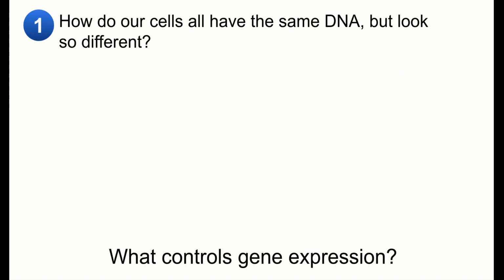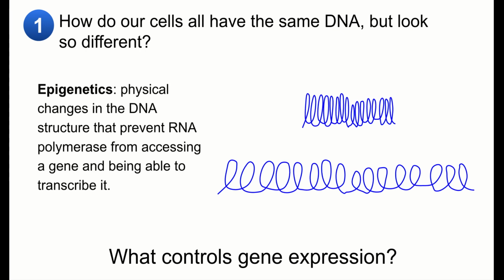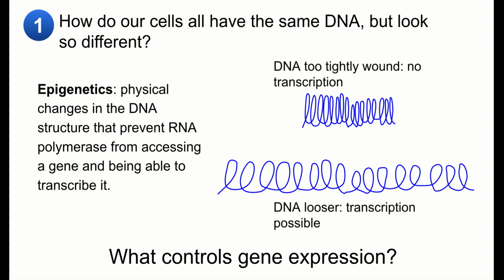So what actually controls gene expression? This is actually a really complex process and one area that scientists are constantly learning more about. I'm going to give you two examples of what controls gene expression. The first example is something called epigenetics, and these are physical changes in the DNA structure that prevent RNA polymerase from accessing a gene and being able to transcribe it. On the top, I've got DNA that's too tightly wound. It's so tightly wound and curled up that RNA polymerase, which we need to rewrite or transcribe the DNA into RNA, it's just too tight. RNA polymerase cannot get in to transcribe the gene.